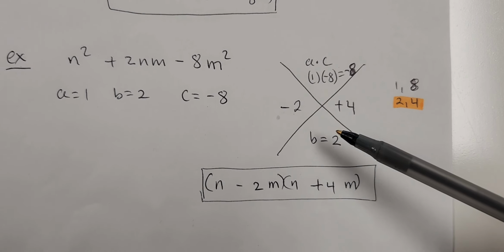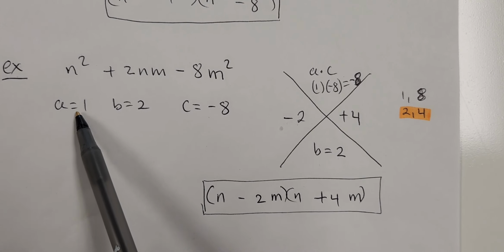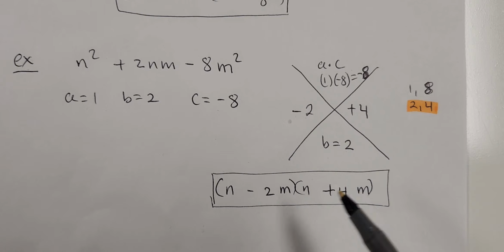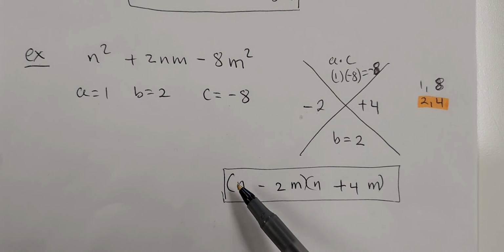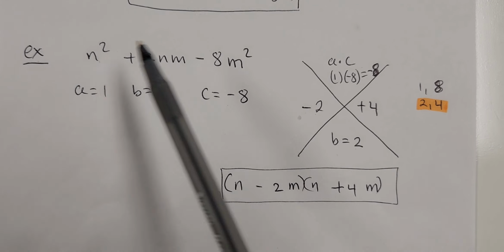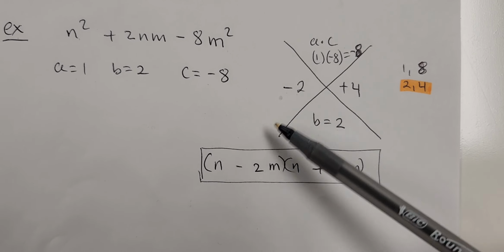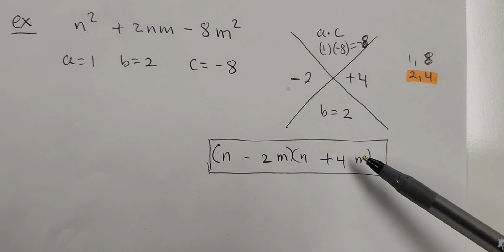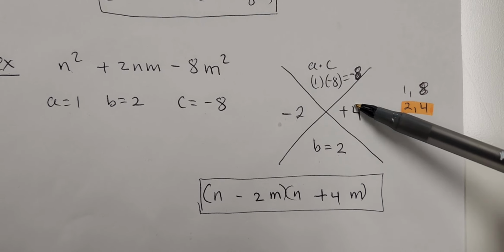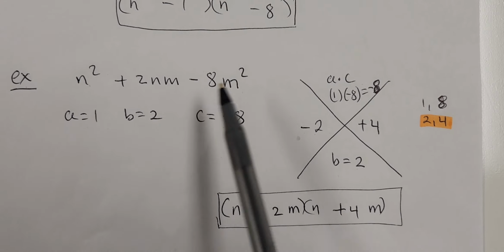Now once this procedure is done, and since a is 1, write your two parentheses. Each parentheses has a letter, so here I have n and m, because in the beginning I have n and the letter m. N goes here, m goes here. Bring down the negative 2. Do the same thing with the next parentheses: n goes here, m goes here. Bring down the positive 4.